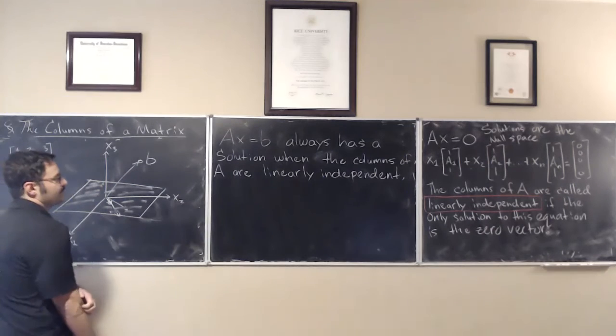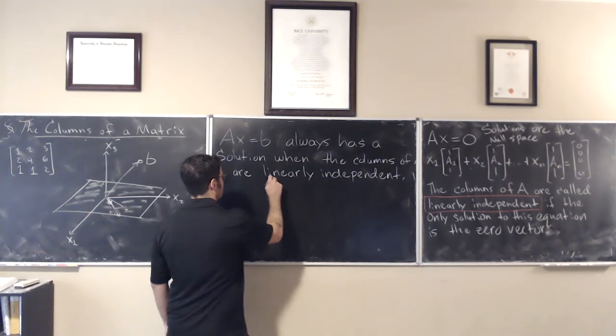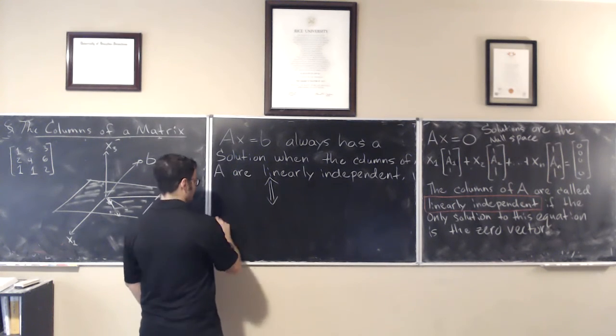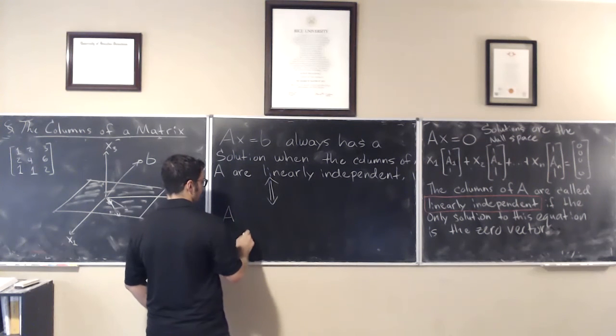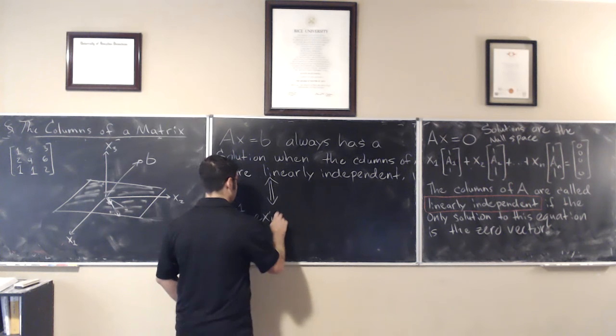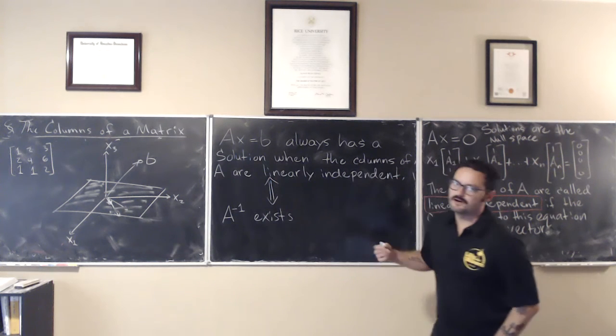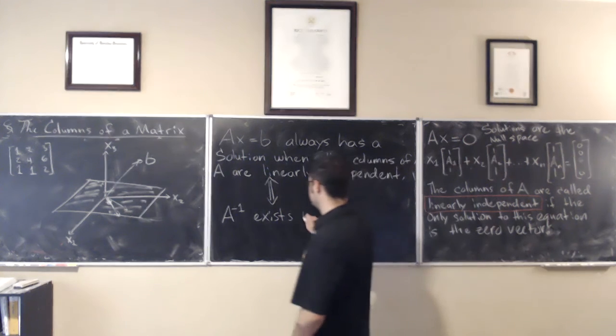Which is important to us, because this will tell us that A inverse exists. We can always find the inverse when the columns are linearly independent.